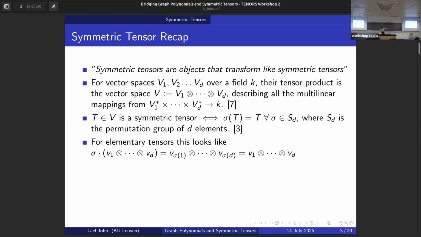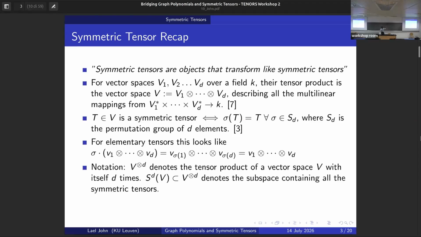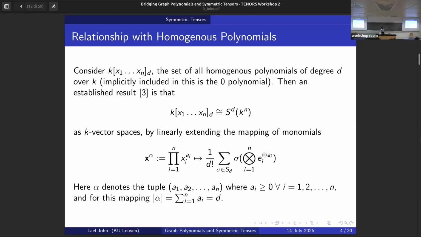So especially if I look at the action on elementary or rank 1 tensors, then the symmetric action doesn't change my tensor, right? So some notation, V to the tensor D denotes the tensor product of the vector space with itself D times. SD, the space of all symmetric tensors, is a subspace of this larger space, right? And my elementary symmetric tensors are going to be of the form small v tensor itself D times, right?